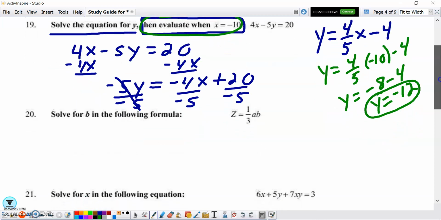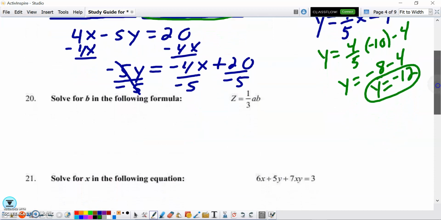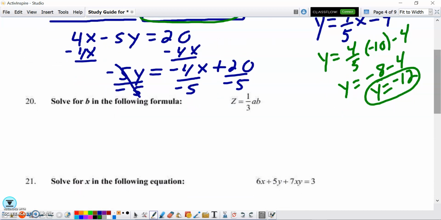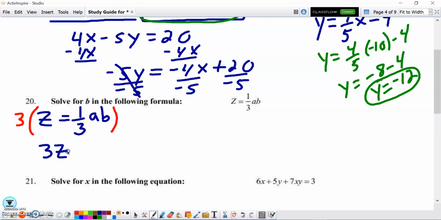Number 20. Solve for b, so we want to get the b by itself. So let me rewrite it over here. Z equals 1/3 AB. So just like when I solved that equation earlier, I'm going to get rid of the denominator. So what I'm going to do is multiply everything by 3. So that means I now have 3z equals AB.